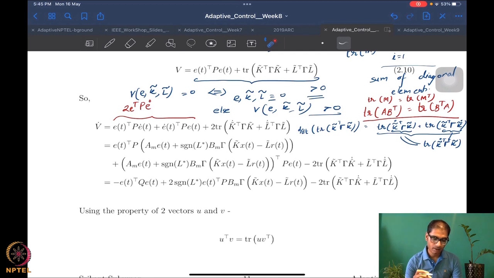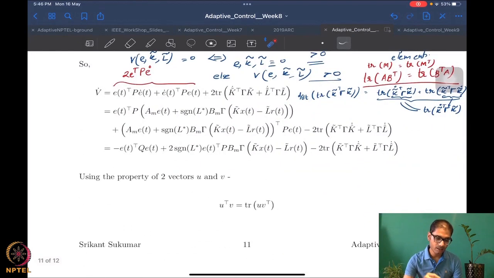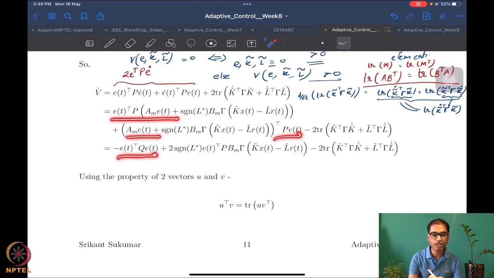So what do we do then? We plug in for the closed loop dynamics E dot from here. That's what you see here: A_M E plus signum L star B_M gamma, this thing. And similarly here with the transpose, this guy. Now these terms and this term get combined to give me this term. This is just the Lyapunov equation.